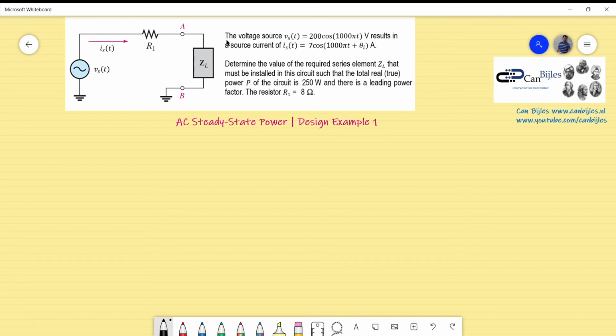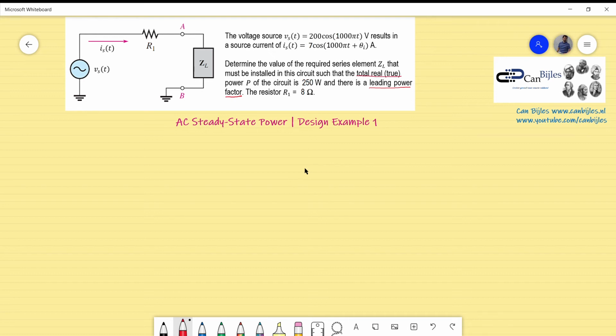The voltage source is given, and the resulting current Is is also given, both in amplitudes and not in RMS values. The question is: determine the value of the required series element ZL that must be installed in this circuit such that the total real or true power P of the circuit is 250 watts with a leading power factor, and the resistor R1 is 8 ohms. That's very important information here.